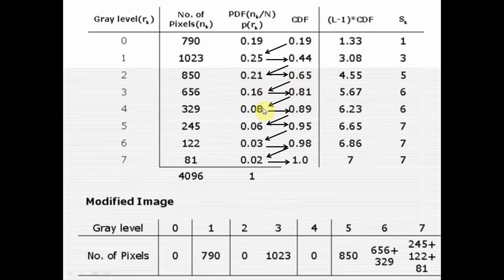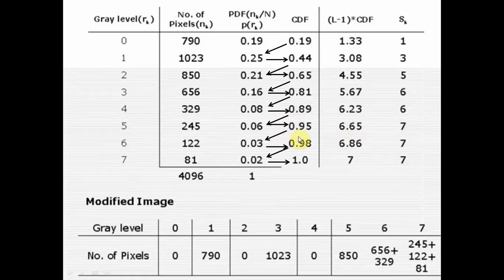Similarly, for this value, 0.81 plus 0.08 will be 0.89. Up to this, you will be with 1, that is 0.98 plus 0.02 will be 1. So you have the CDF now, and you need to multiply your CDF with L minus 1, that is 7. 0.19 into 7 will be 1.33, and so on. So you have three gray values, that is 5, 6, 7, which are in gray level 7.